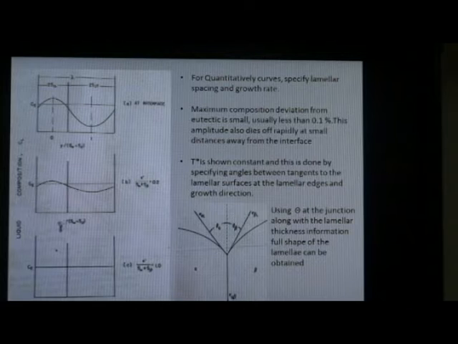However, to specify delta T_R, T star must be constant, and this is done by specifying the angle between the tangent to the lamellar surface at the lamellar edge and the growth direction. Assuming equilibrium at the lamellar boundary juncture with the liquid, these angles are as required by the force equilibrium, which we can say that sigma alpha L cos theta alpha plus sigma beta L cos theta beta equals sigma alpha beta. Using theta at the junction along with the lamellar thickness information, the full shape of the lamella can be obtained.